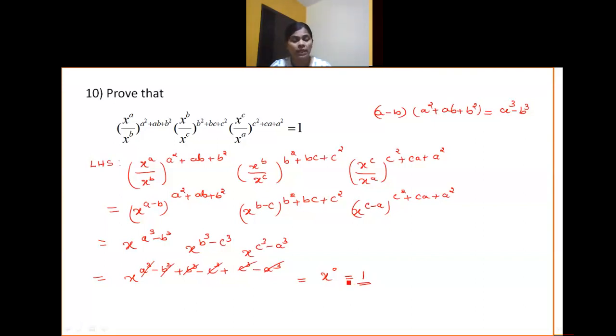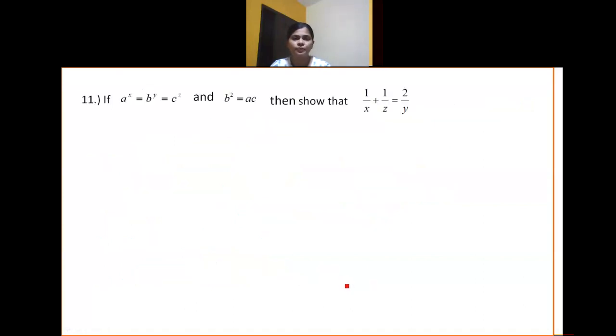Now let me look at the next problem. If a to the power x is equal to b to the power y is equal to c to the power z, and b square is equal to ac, then show that 1 by x plus 1 by z is equal to 2 by y.